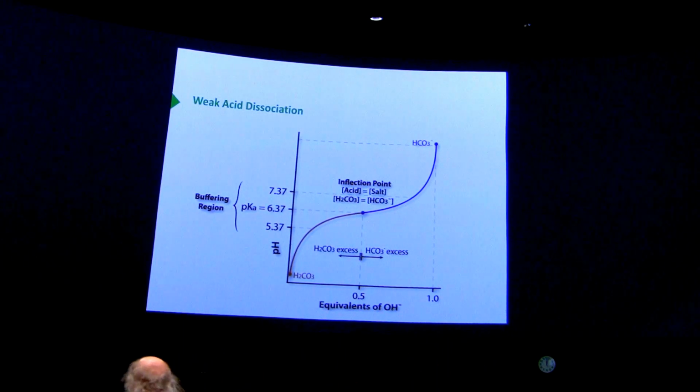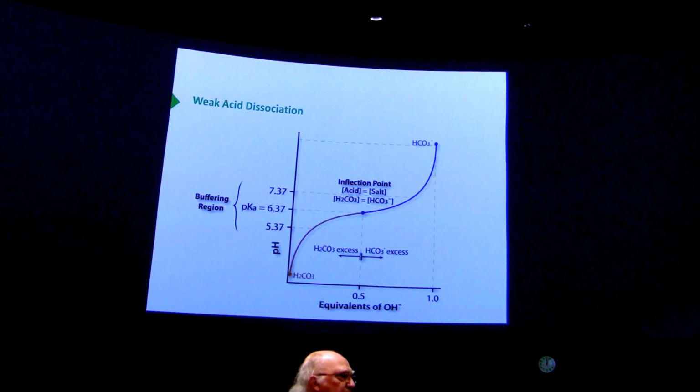So what you see on the screen is a titration of a weak acid, and we see it between two different forms. Titrations will happen between different forms of acids. We see in this case carbonic acid, H2CO3, ionizing and becoming bicarbonate, HCO3-. We see on the y-axis a plot of pH. We see on the x-axis a plot of equivalents of hydroxide added.